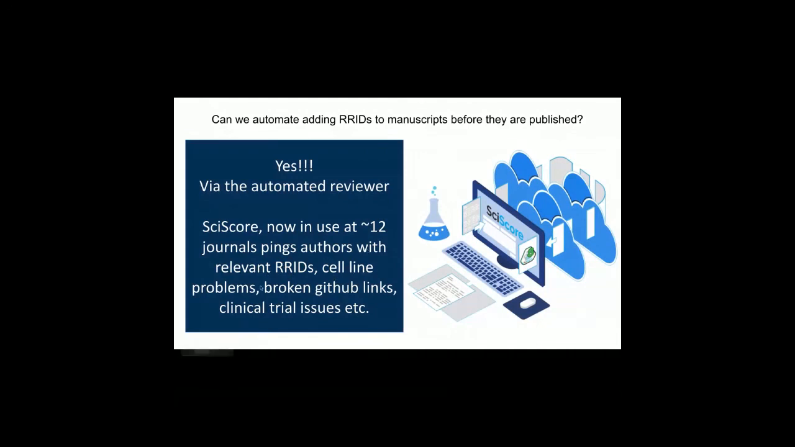Cell line problems, if those are found, it tries to add right to the report, and it also turns those red. It turns broken GitHub links and other broken DOIs red. It tries to point out clinical trials issues where different database identifiers are not proper. So it does all those things, and it helps authors take out some of these problems in the literature.